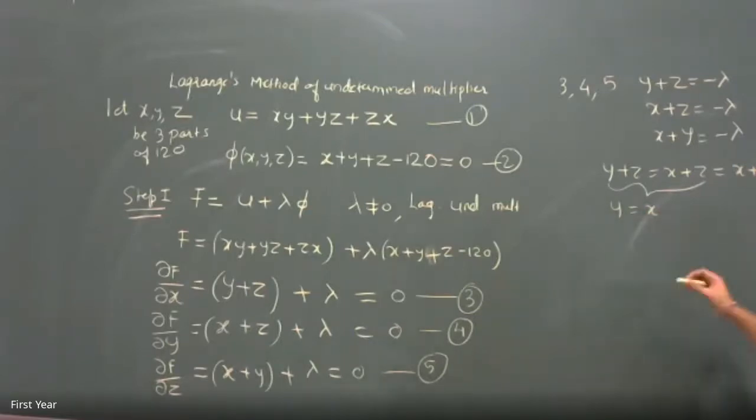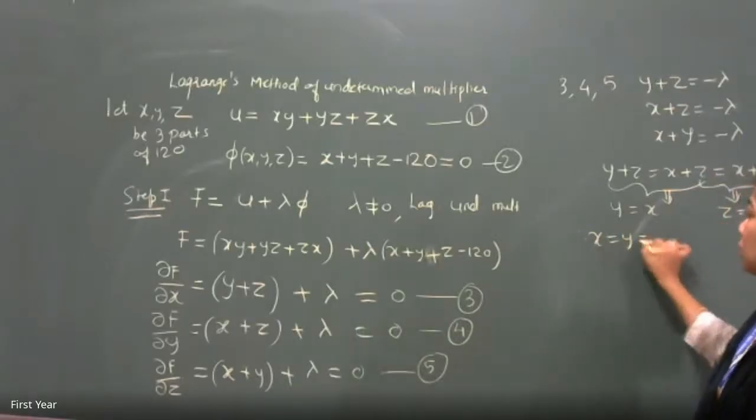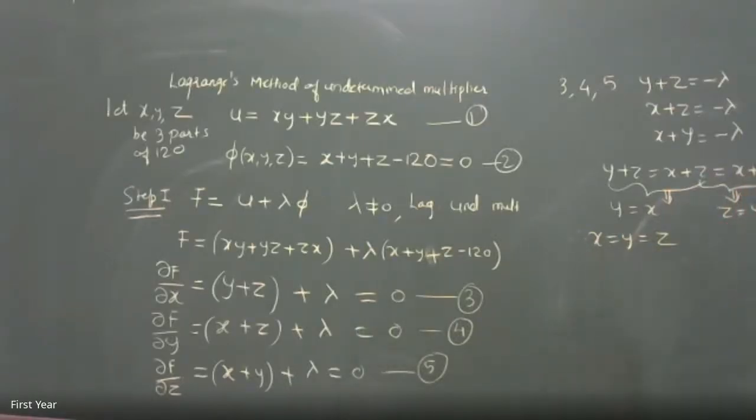Isn't it? Yes or no? And then from these two you get z is equal to y. Are you getting it? Yes, ma'am. And that means, and therefore, x is equal to y is equal to z. You got this point. So what is this? This is the relation between x, y, z. If you want, you can equate it to k and then get the value of k.